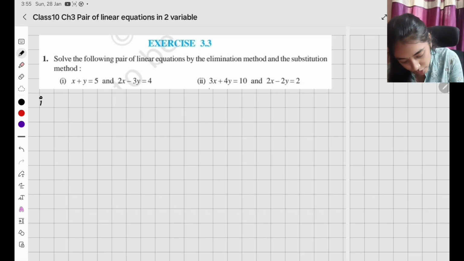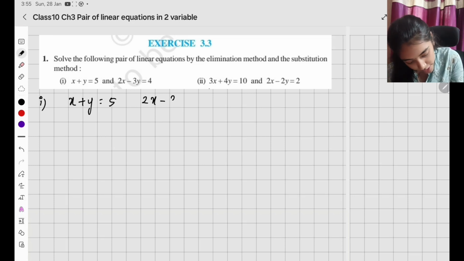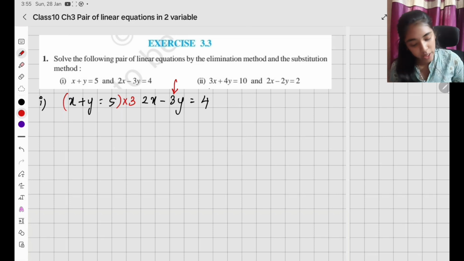So இப்போ you have two different equations. So you have x plus y equals 5 and 2x minus 3y equals 4. இப்போ நான் என்ன பண்ண போறேன்? I'm going to multiply the first equation by 3 because I see that the coefficient of y is going to be 3. I'm trying to make the coefficients equal. Elimination method na enna? I have to eliminate one variable, delete one variable.